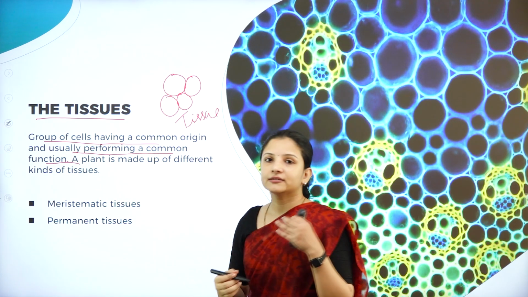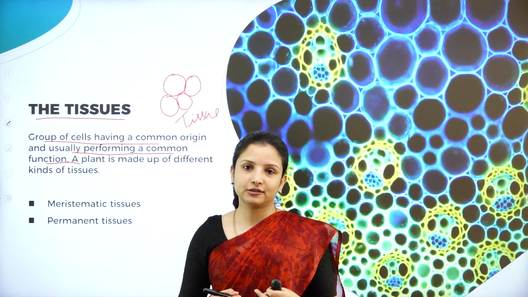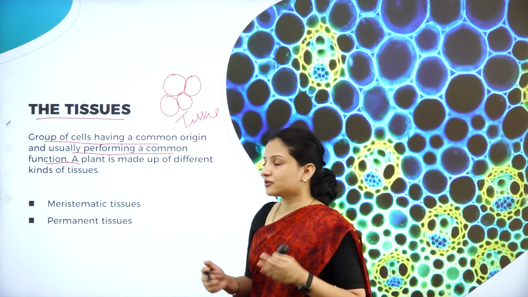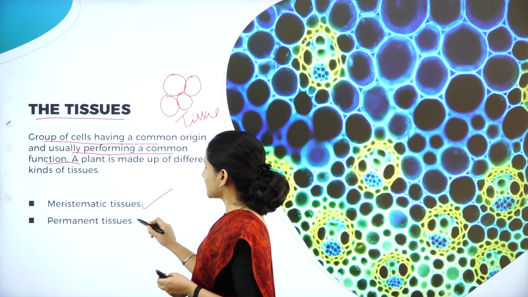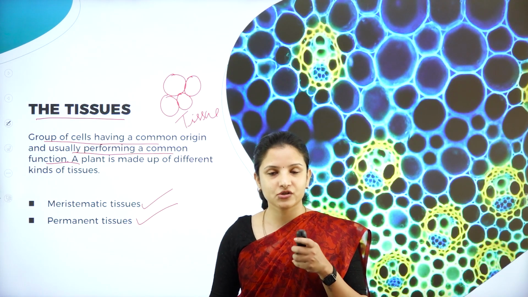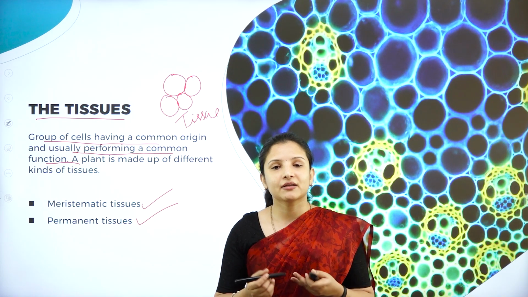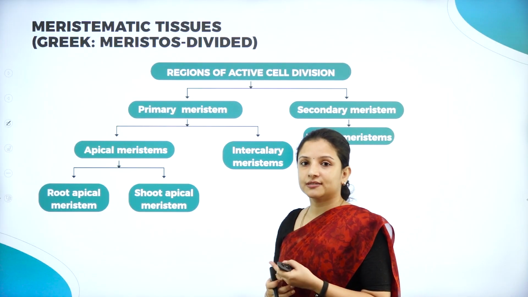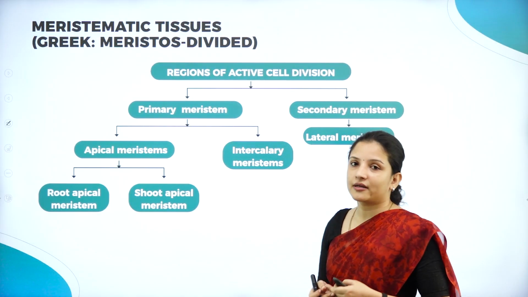A plant is made up of different kinds of tissues. So what are those tissues? We shall study them today. The first ones are the meristematic tissues and the permanent tissues. Again, the meristematic tissues and the permanent tissues are divided into different forms. First we shall see the meristematic tissues.